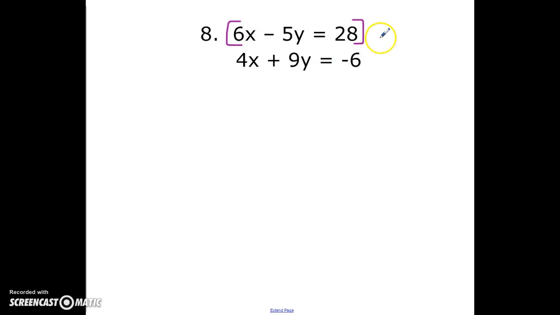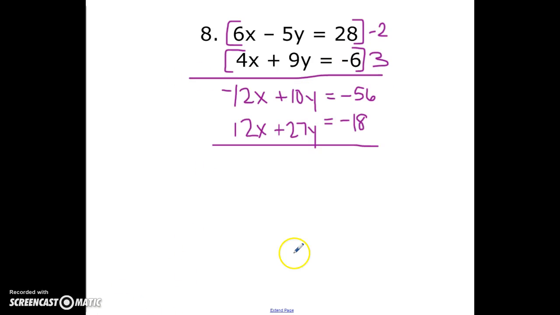So I'm going to multiply the top equation by -2 and the bottom equation by 3. So I'm going to do that. Do it. Come back to me. So this is going to be my new system. I have opposites here that will cancel. I have 37y equals -75.